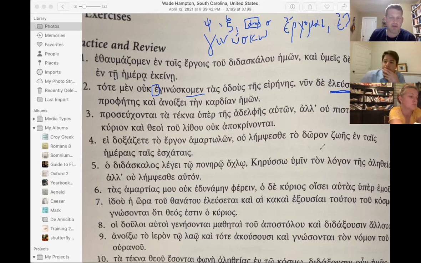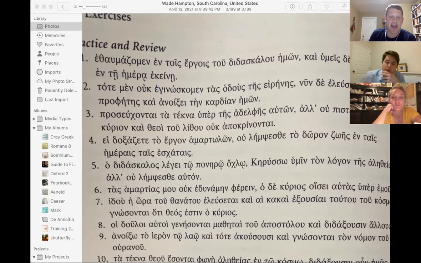And we do have one more verb in this sentence. Can anyone find it? Yeah, okay, good. It's this one: anoixe. Anoixe. Do you know what that's from?